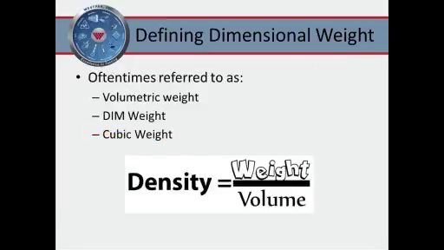Thanks, Herb. When you think about dimensional weight, it's not always called dimensional weight. Oftentimes it's interchangeable with other words. People often call it volumetric weight, dim weight, and cubic weight, but these 4 terms are pretty much interchangeable. And you've kind of been calculating this all your life. Dimensional weight is another fancy way to say density, which is simply weight divided by volume.